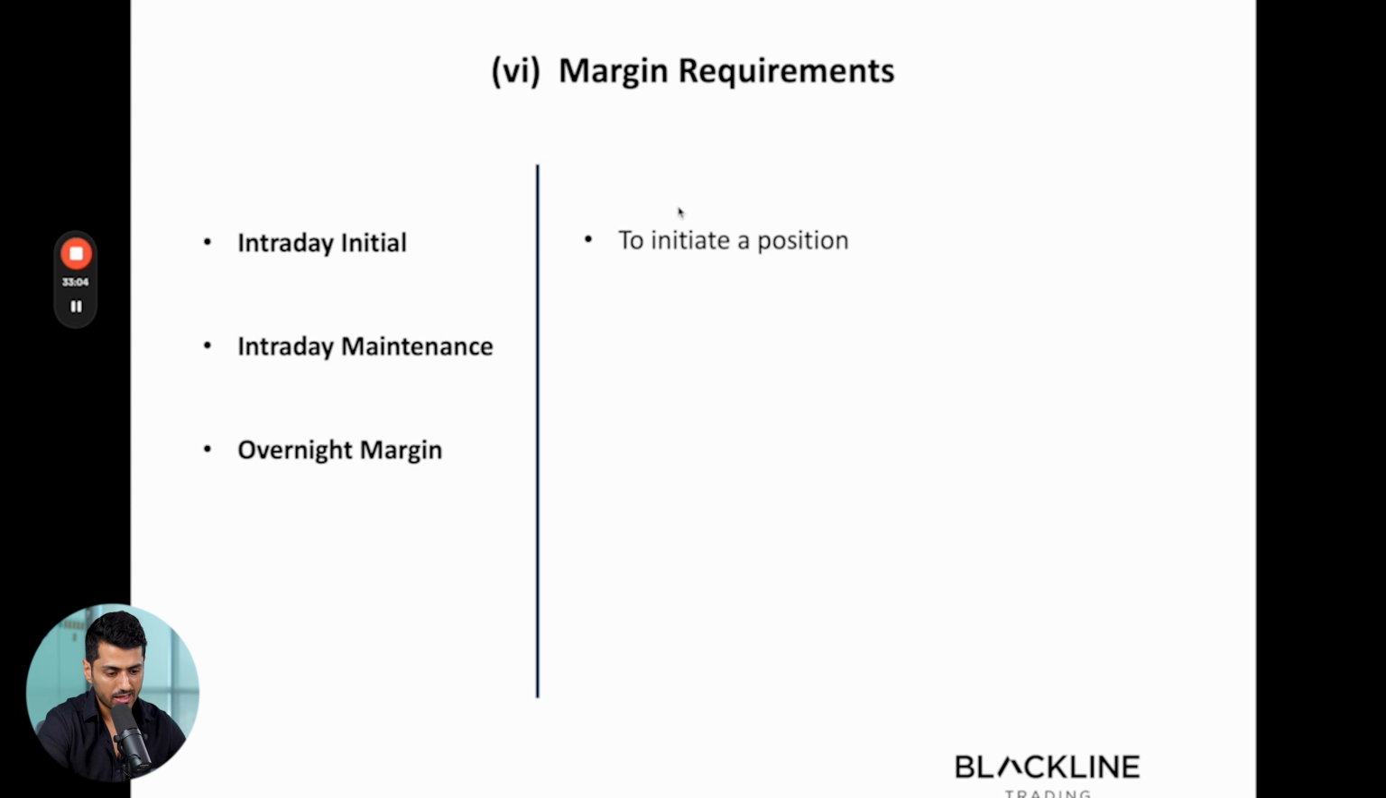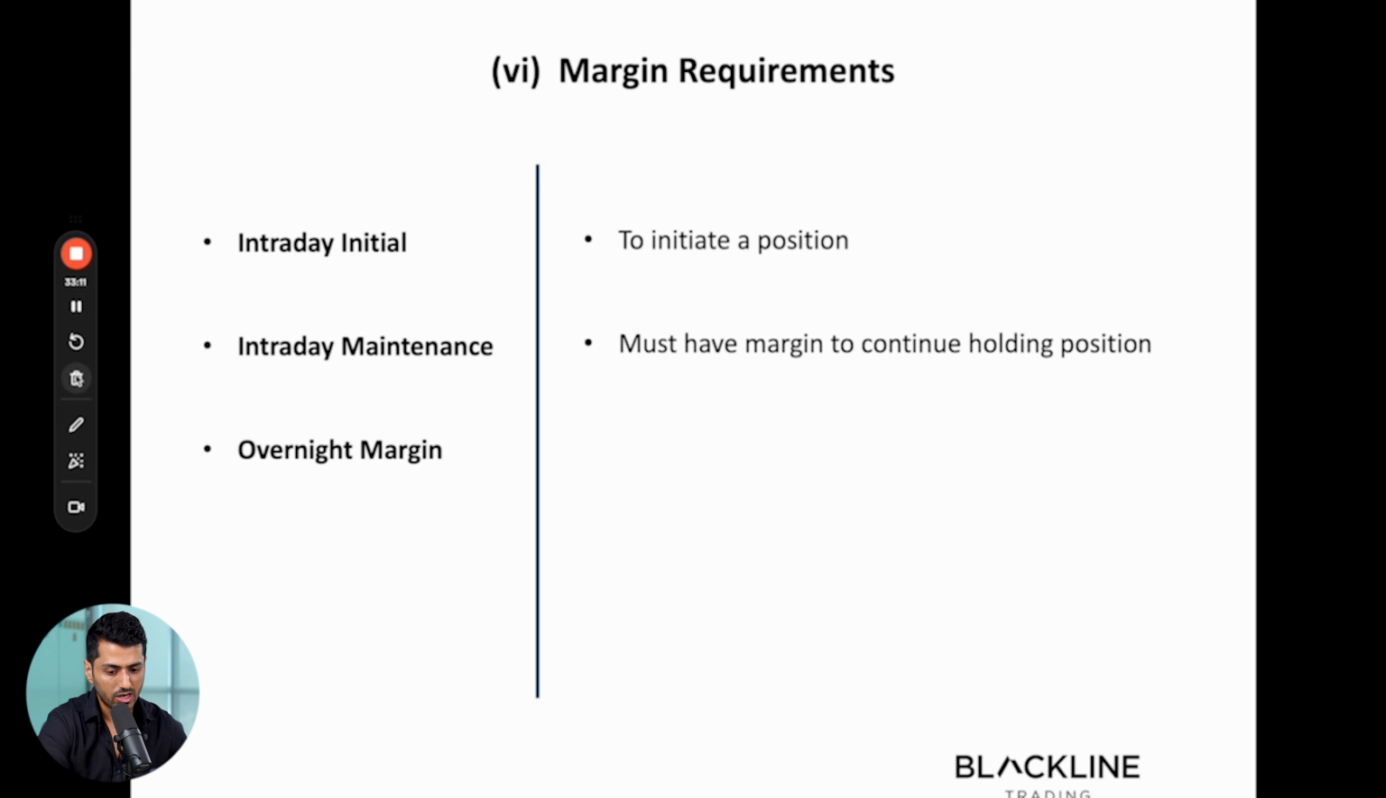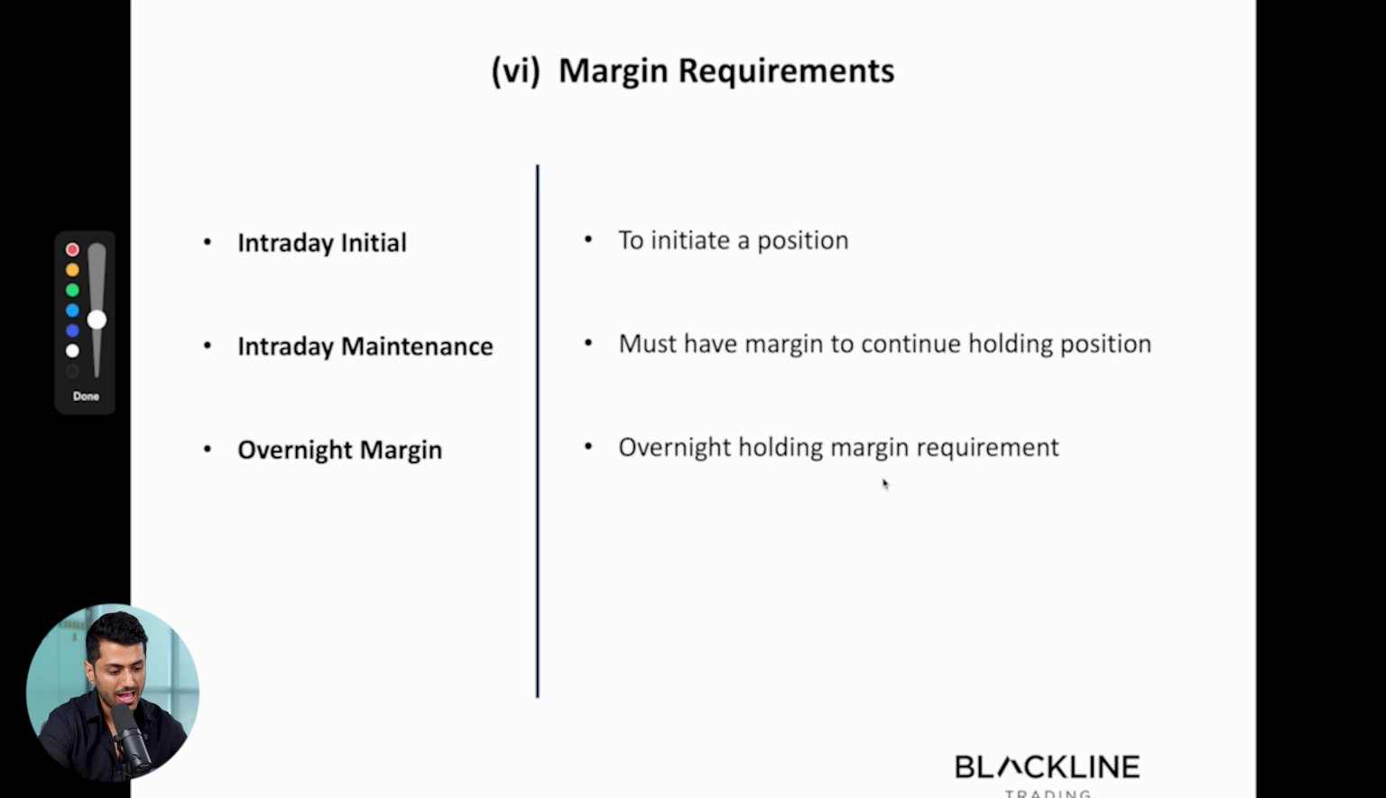Intraday initial means the amount of money that you need to initiate a position. Intraday maintenance means the amount of money that you need to have in your trading account at all times while you're holding your position. And the last one is the overnight margin. That is the amount of money that you need to have in your account in case you are swinging overnight. These three are very, very important terms, and you will see them whenever you open a brokerage account.